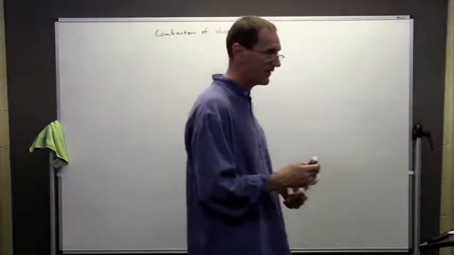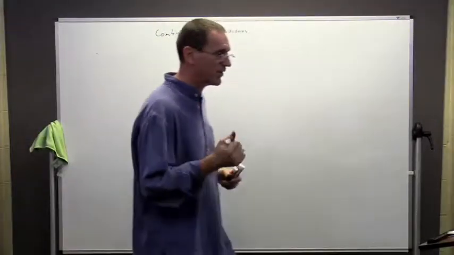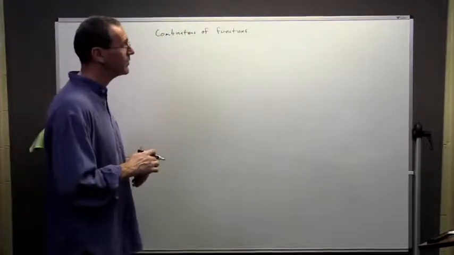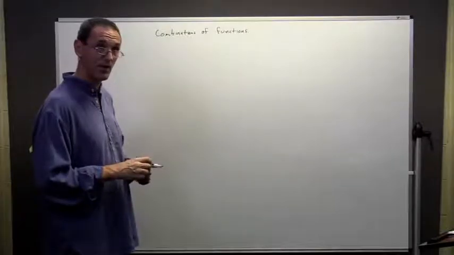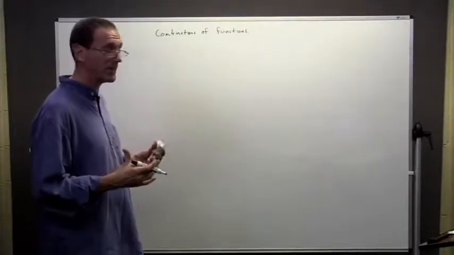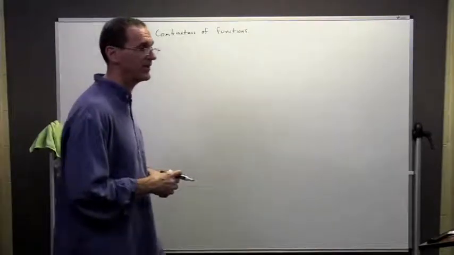So I'm going to start off with an example, and then I'm just going to go through and define the notation and do some examples. Most importantly, I'm going to define a new way to describe something called the composition of functions. We've done it, we just haven't formally defined it.